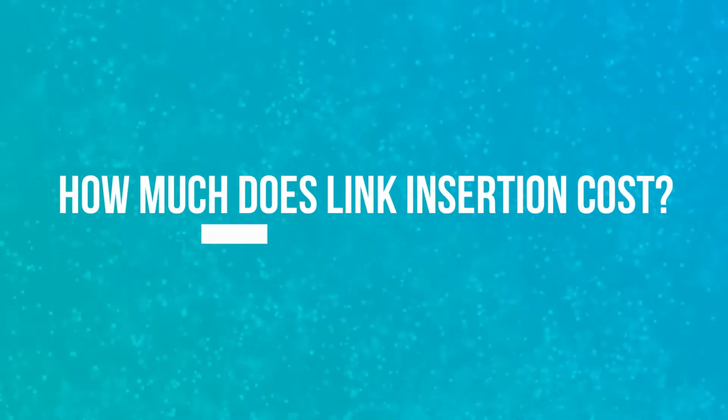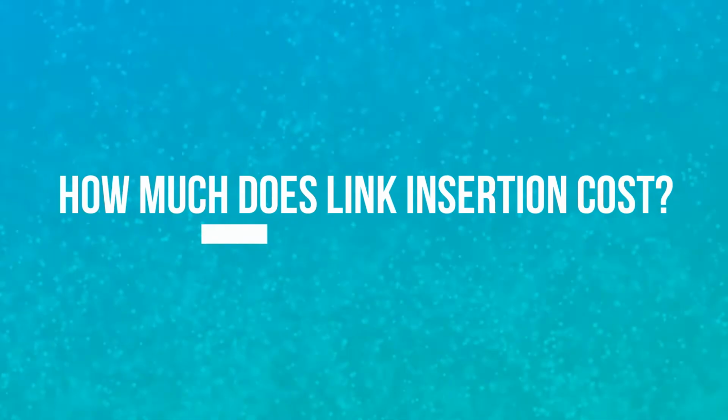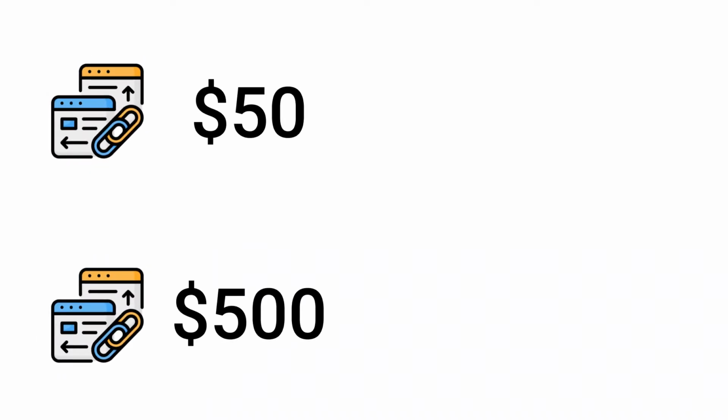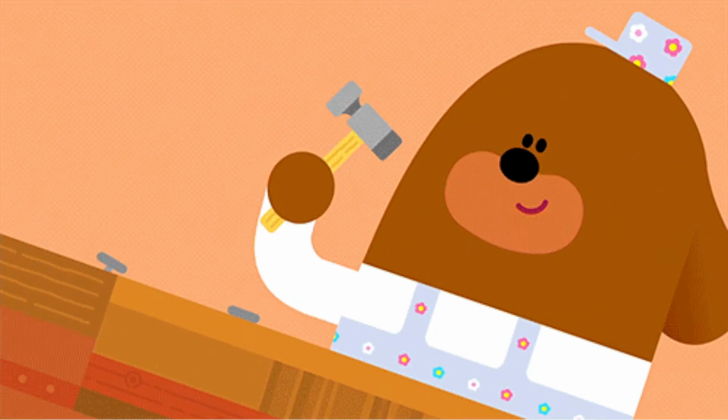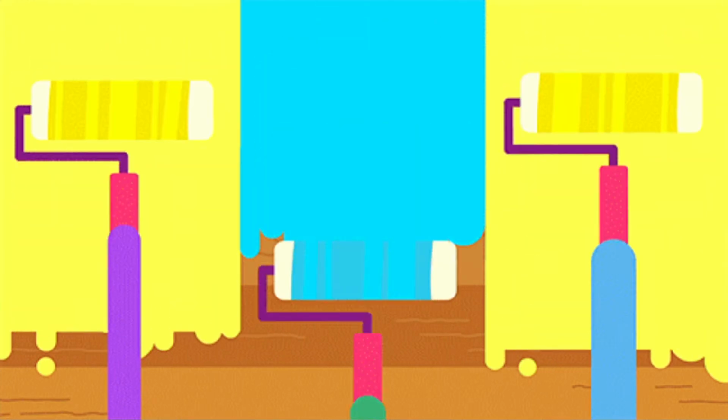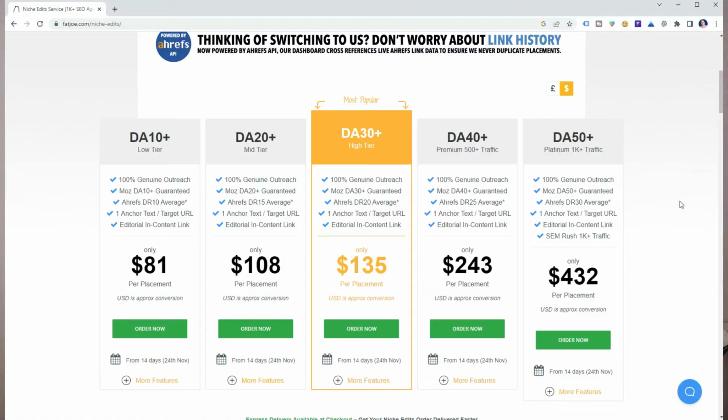Another question is, how much does link insertion cost? Link insertion can vary from $50 to over $500 per link, depending on the industry you are in, the website authority, the organic traffic, and whether you are doing it yourself or using agency services. For example, if you use a link building agency such as Fat Joe, they will charge you anywhere from $80 to $430 per placement, depending on the quality of the website the link will be placed on.